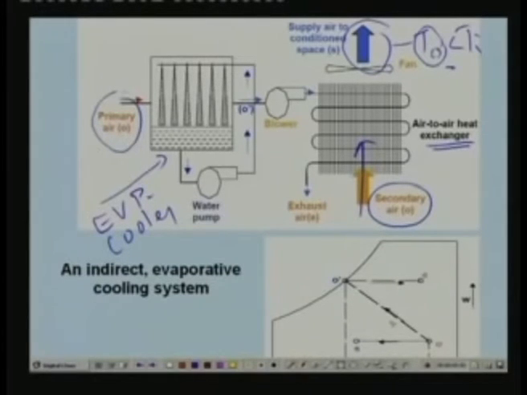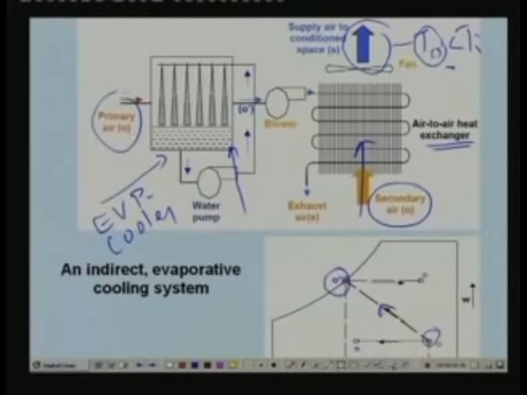on a psychrometric chart. You can see here that process O to O dash is what happens to the primary air as it flows through the evaporative cooler. As you know, it gets cooled and humidified. In an ideal case, it leaves the evaporative cooler at the wet bulb temperature. So this is the process undergone by primary air.